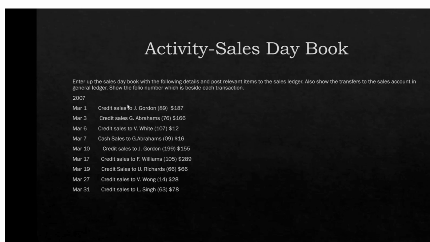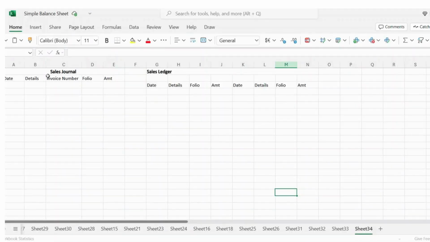Okay, so the first thing that we're going to do is to read the transactions, and then from each transaction we need to determine what we're going to do, if we need to put it in our journal or not. And then we're going to do our sales ledger.